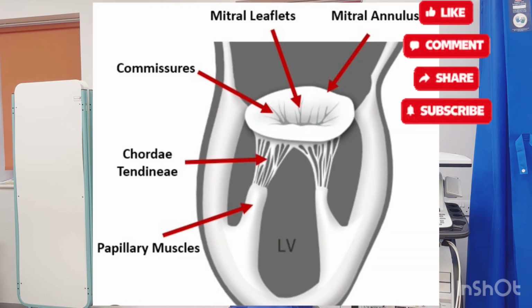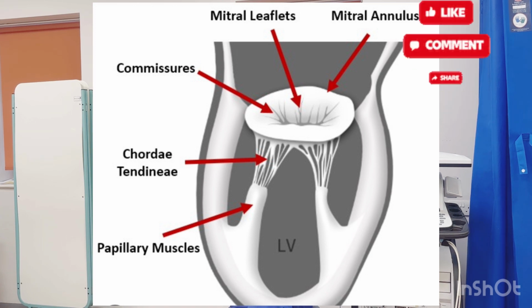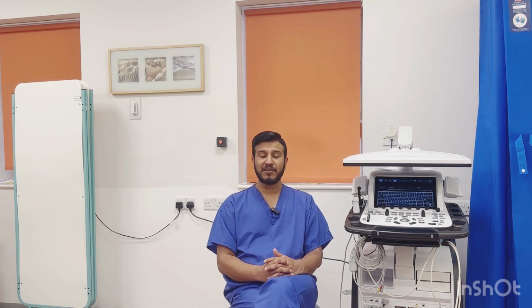Then the next thing is the subvalvular apparatus. In the subvalvular apparatus, you have the cords, you have the papillary muscles. So this is how a complete mitral valve structure is. Okay. So next we'll move on to the causes of mitral stenosis.